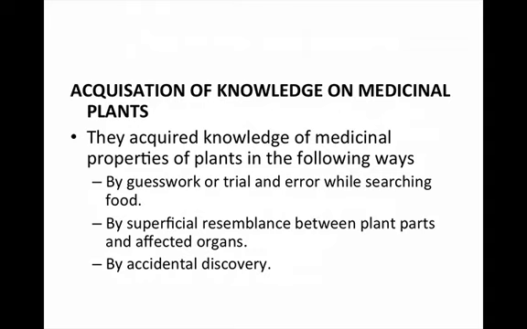They acquired knowledge of the medicinal properties of plants in the following ways. So early peoples were able to discover medicine from different plants in the following ways. The first way was by guesswork, trial and error by searching for food. It was just by guessing and trying many times. You keep trying until at the end of the day you succeed.